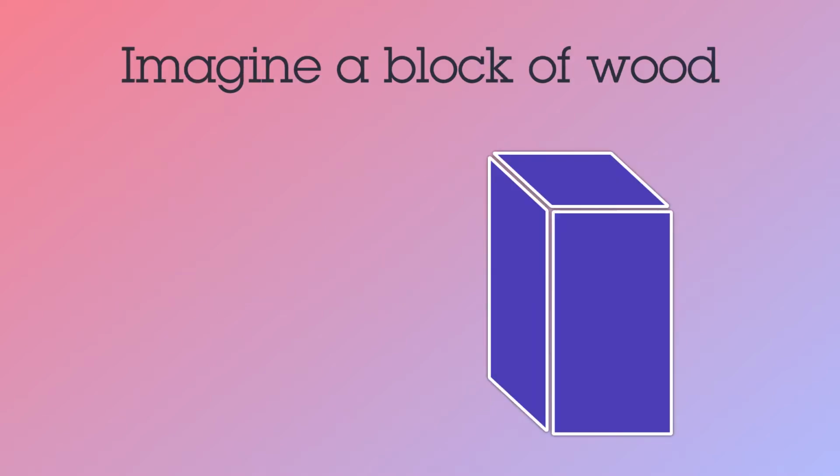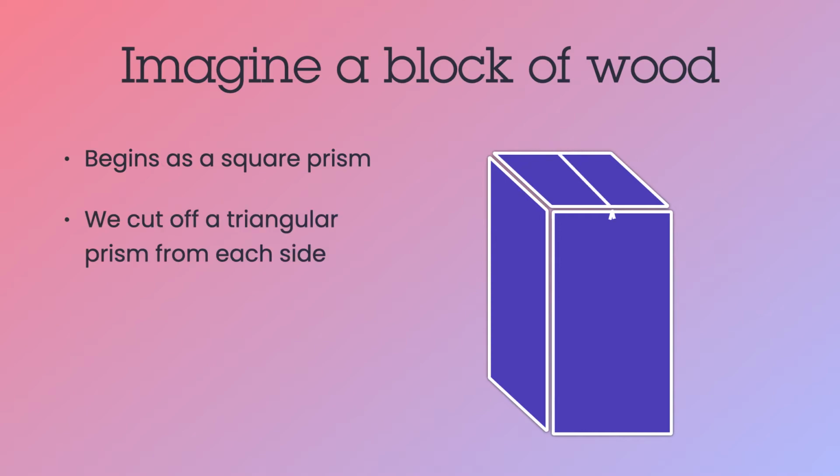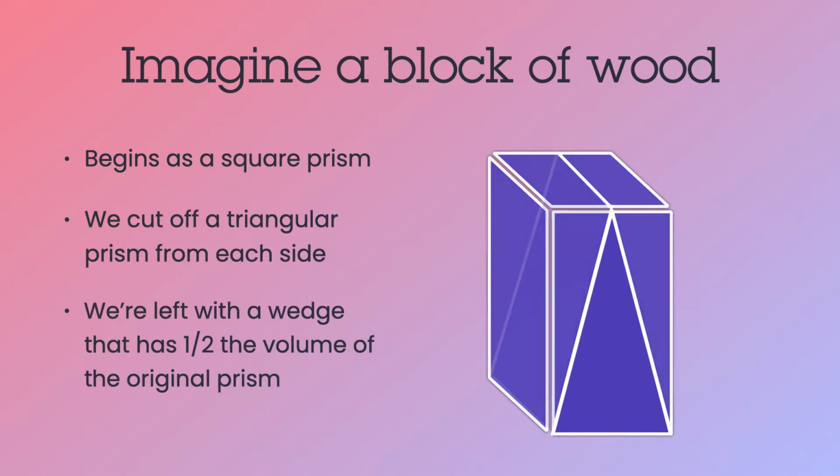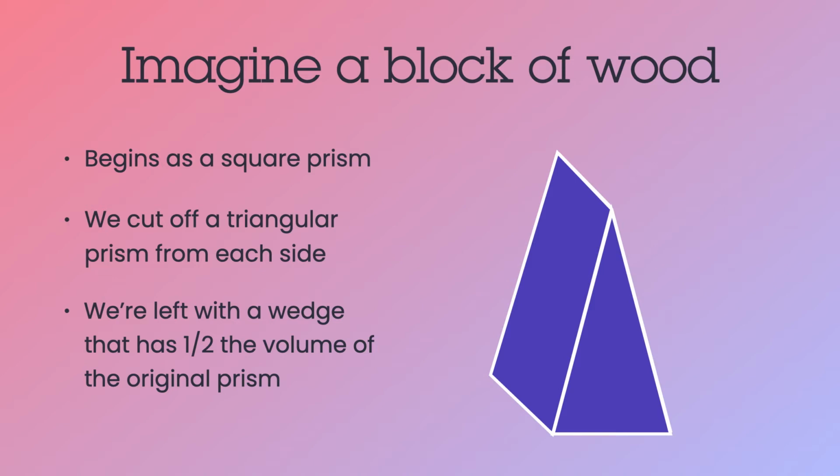Let's imagine we start with a block of wood. This one is a square prism. But if we're going to shave off some pieces, we're going to try to make a pyramid out of this. Let's cut off a triangular prism from each side. Once we cut those off, we're left with a wedge that has half of the volume of the original prism.